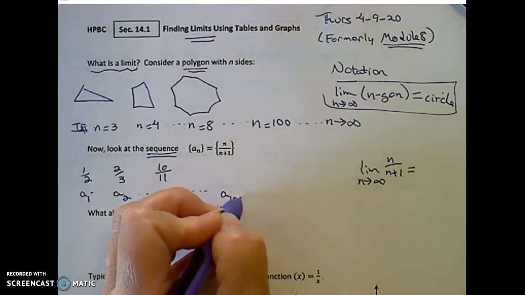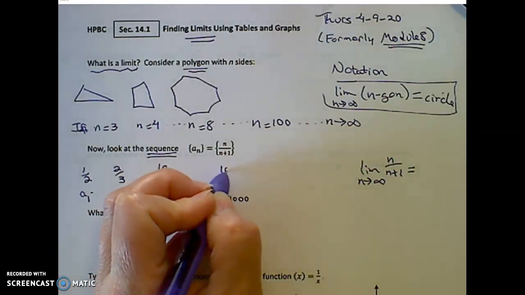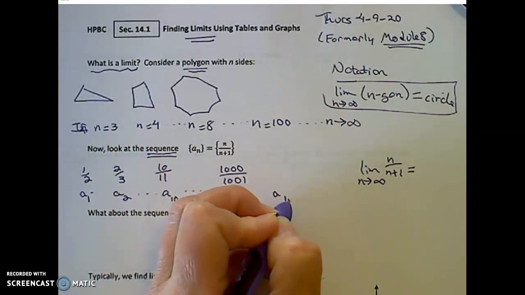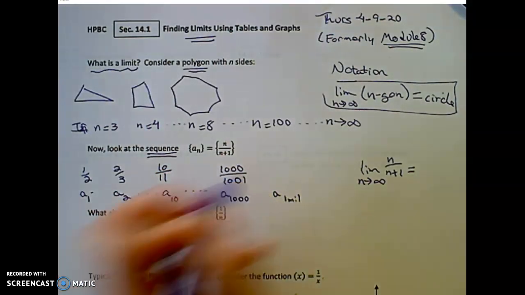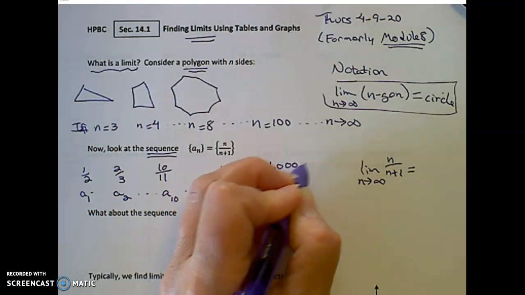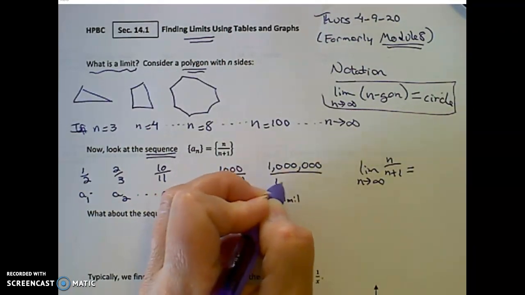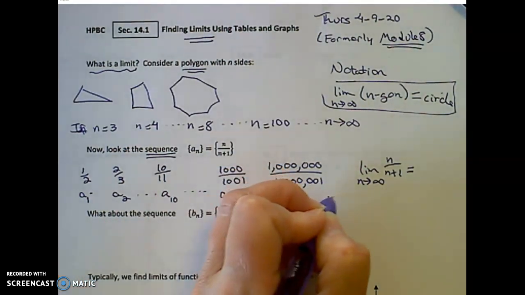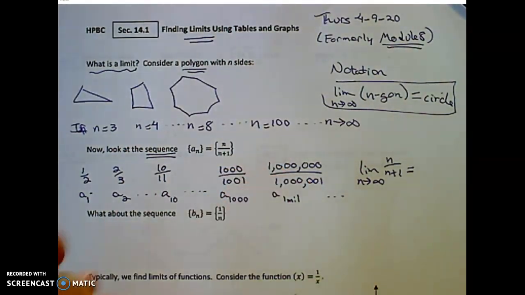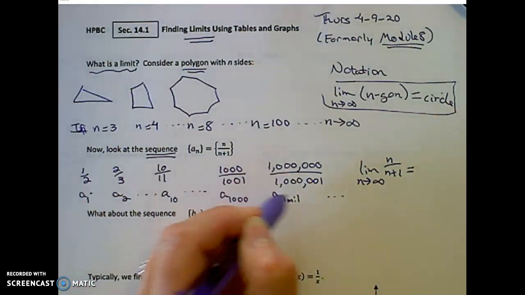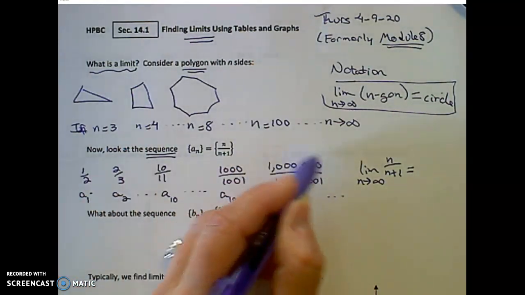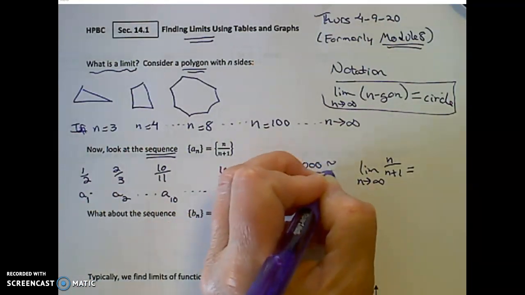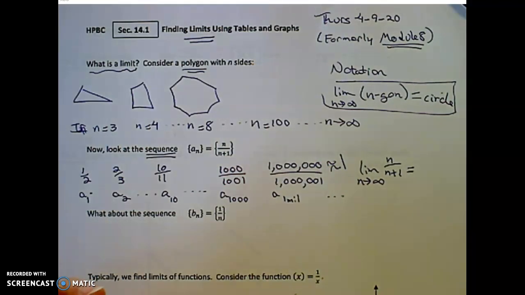What if I want the 1,000th term? That's 1,000 over 1,001. What if I want the millionth term? That would be 1,000,000 over 1,000,001. What is that sequence approaching as n approaches infinity? What is this getting closer and closer and closer to? The output is approaching 1.